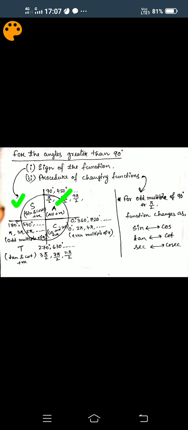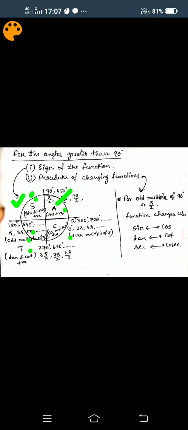In the second quadrant only the sine function and its reciprocal function is positive, and all the remaining trigonometric functions are negative in the second quadrant. In the third quadrant, tan and cot are positive, remaining all are negative. In the fourth quadrant only cos and its reciprocal sec will be positive, and the remaining all are negative. So this one you can remember easily.